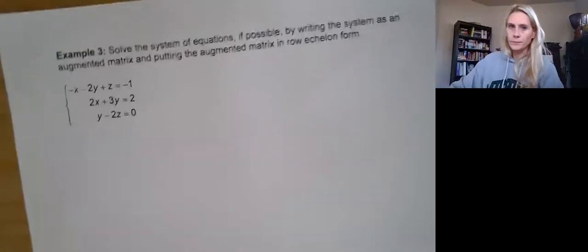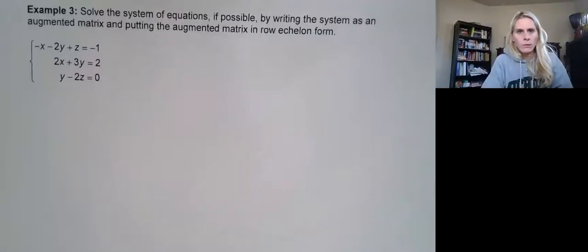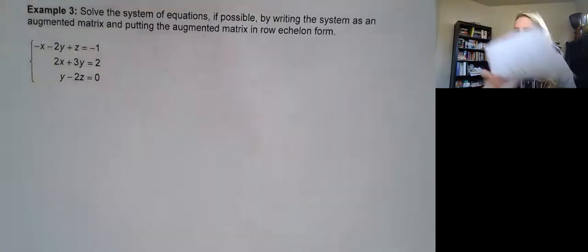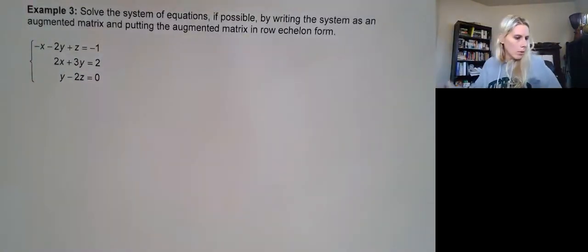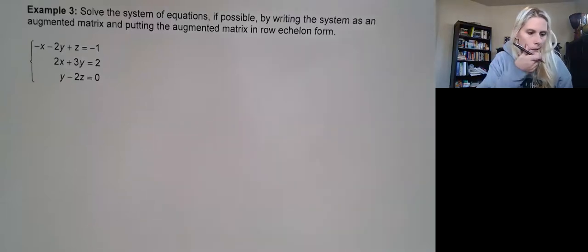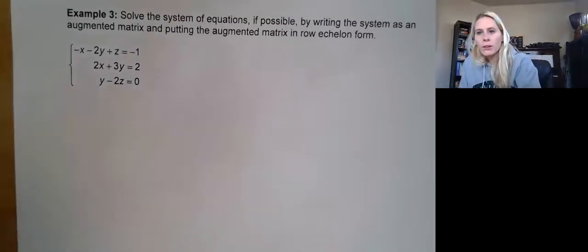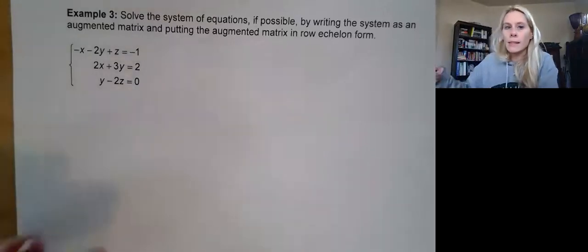Next. Okay, this one says solve the system of equations, put it in an augmented matrix, and then we are going to just do it with the row echelon form. Okay, so we're just going to do what we've been doing, but of course we're not just going to do examples after examples for nothing. There might be a trick to this, so let's see.